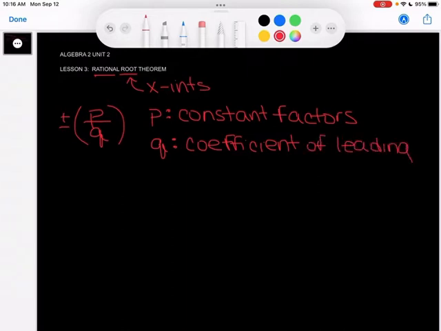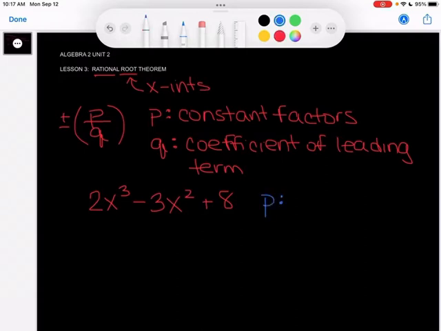And remember, the leading term, the very first term in your polynomial, should always be the one with the highest exponent. And you want all the factors of that. So, for example, if I have 2x cubed minus 3x squared plus 8, P would be all the factors of 8.